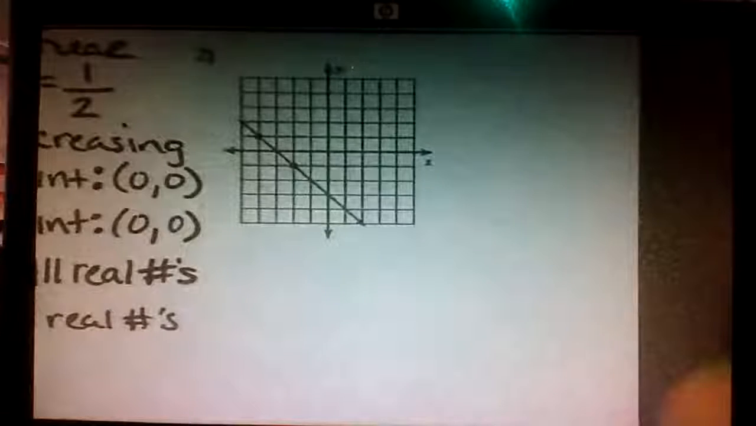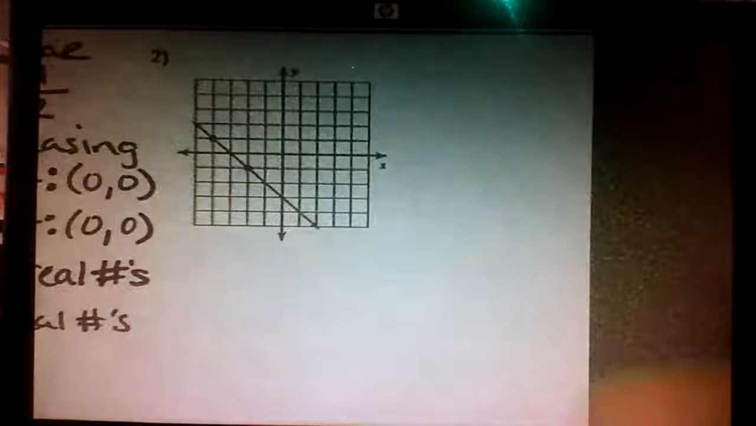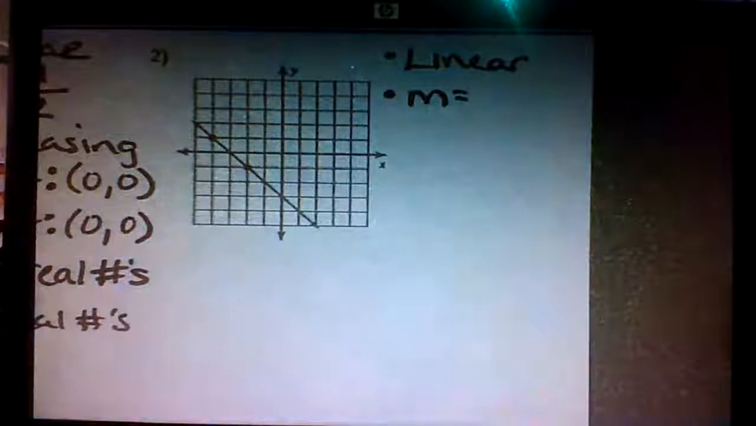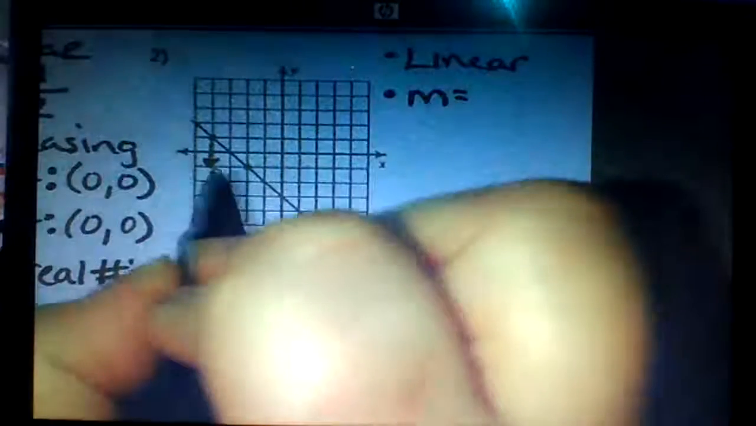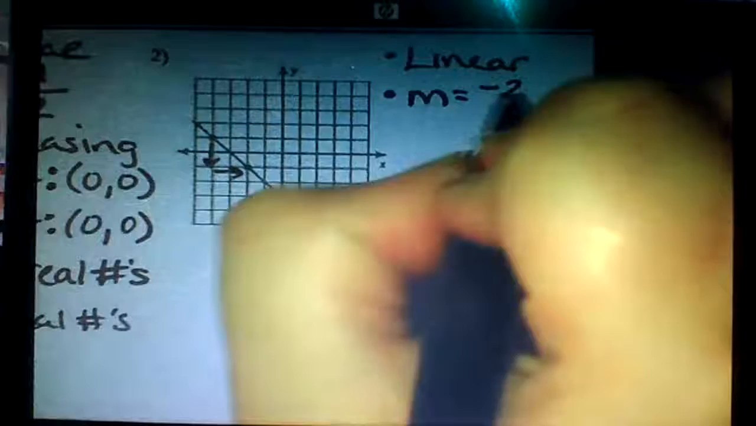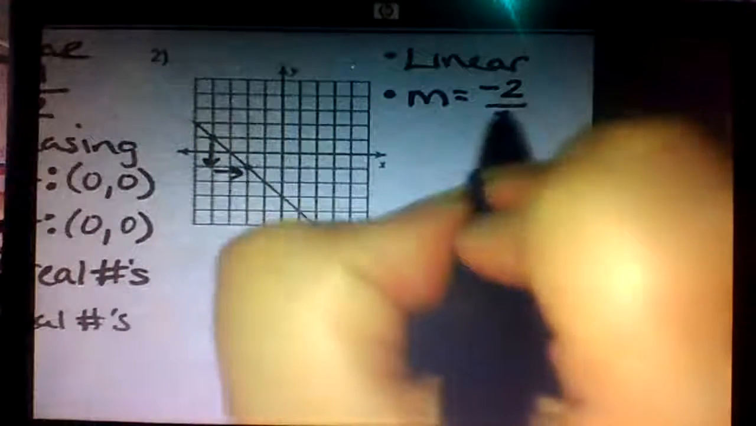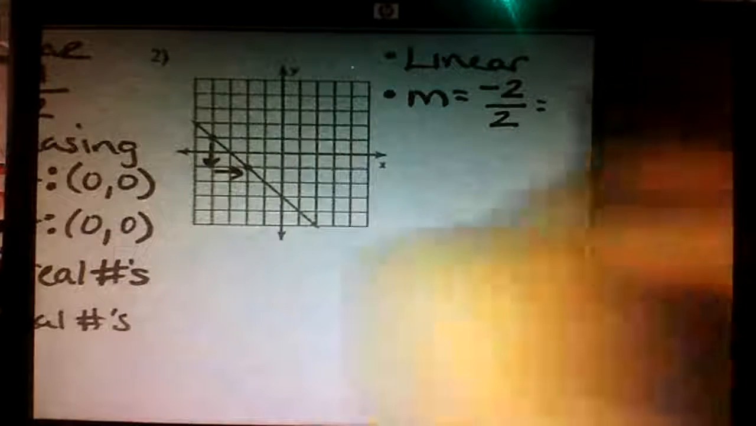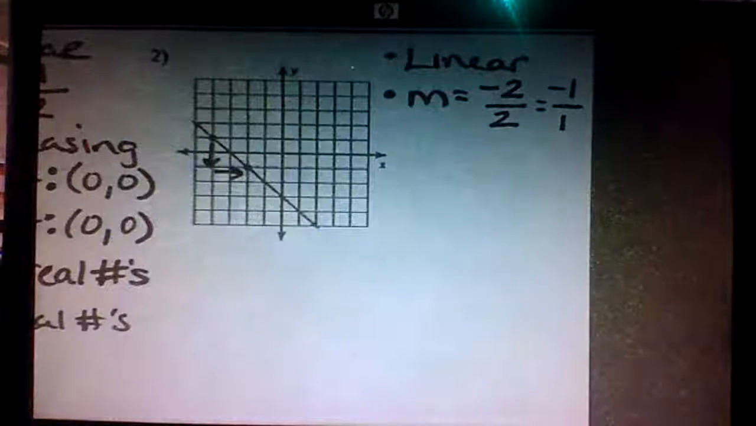All right. Go to number two. What do we know about this graph? Okay, so it's linear. What do we know about the slope of this graph? Okay, so it's going down two and to the right two. So negative two because it's going down. Positive 2 because it's going to the right. What does that reduce down to? 1. Good. Negative 1 over 1 is my slope.